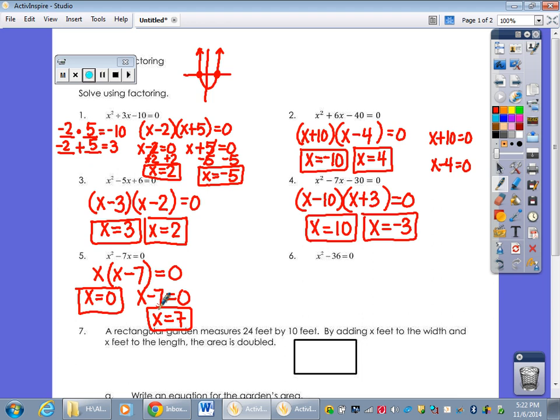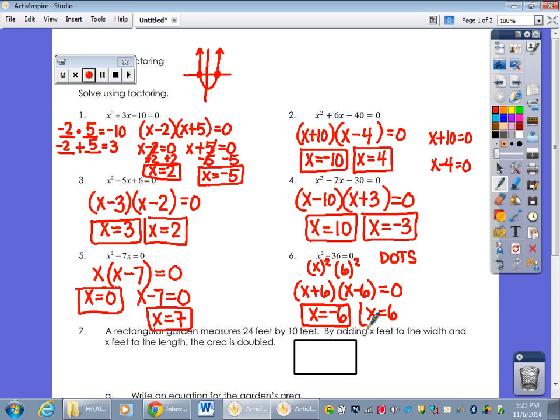On this one, this is a difference of two squares, or dots as I like to call it. And so we're looking for x that's being squared, and we're looking for 6 that's being squared. So our two factors are x plus 6 and x minus 6 are equal to 0. So my two solutions are going to be x equals negative 6 and x equals positive 6.